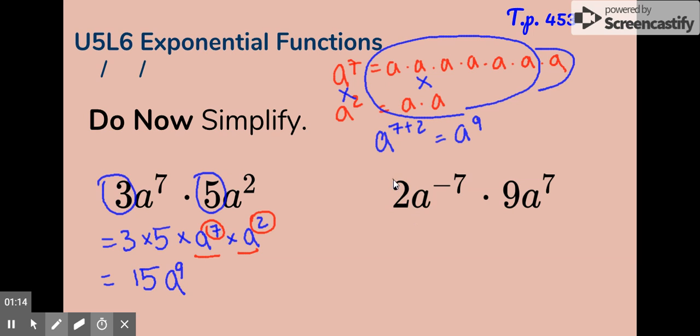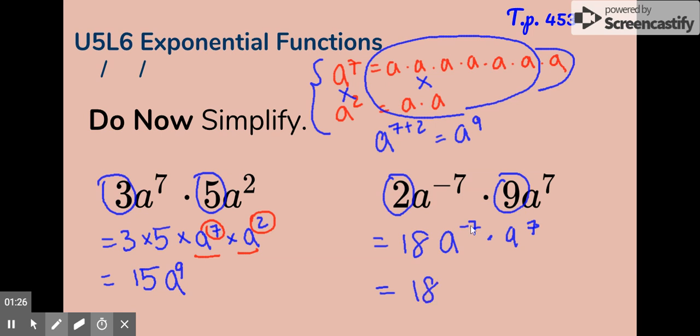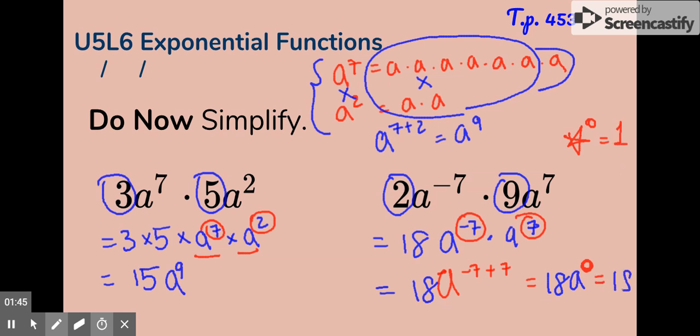The next one, same thing, 2 times 9. So it's going to be 18, a to the negative 7 and a to the 7. So use this strategy: we add the exponents. So it's going to be a to the negative 7 plus 7. So it's going to be 18, a to the what power? 0 power. Anything to the 0 power? 1. So the answer is 18 because this part is 1.